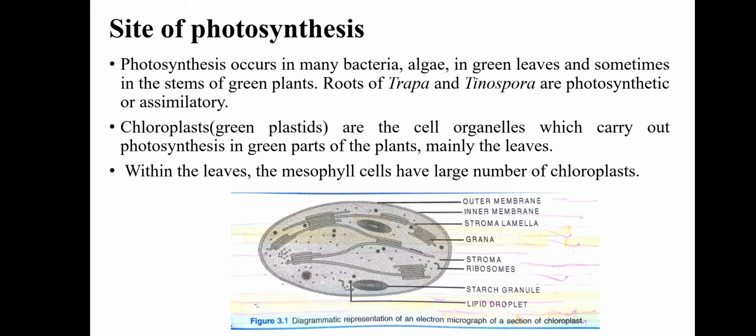Chloroplast or green plastid is the cell organelle where photosynthesis occurs in the plant cell. Inside the plant cell, many organelles are there. A green plastid is present in green plants, which is known as chloroplast. There the photosynthesis process occurs. Then within the leaves, mesophyll cells have a large number of chloroplasts. So mainly the leaves perform photosynthesis.